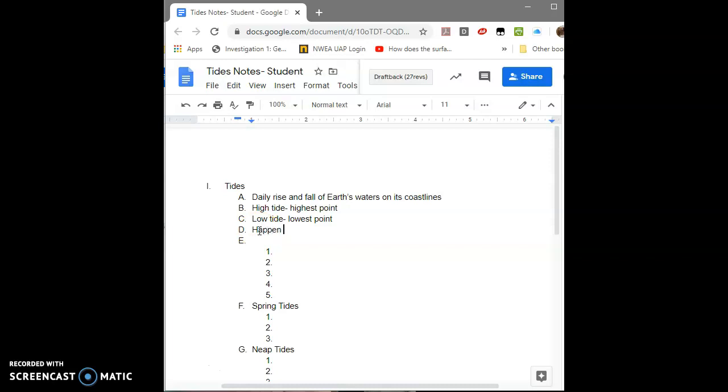Tides happen regularly. You can actually time them and you can figure out when they are going to occur and predict them. And they are not dependent on wind.